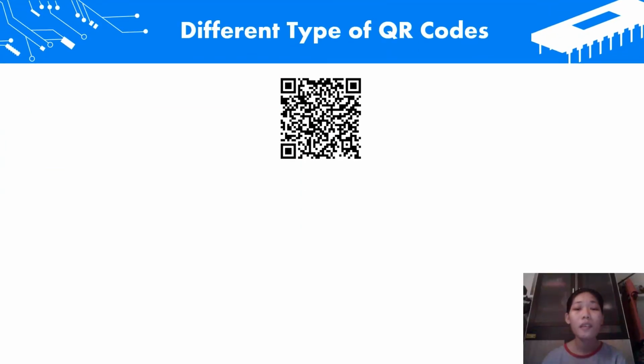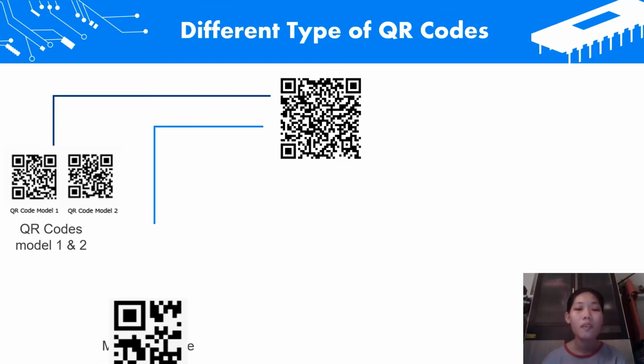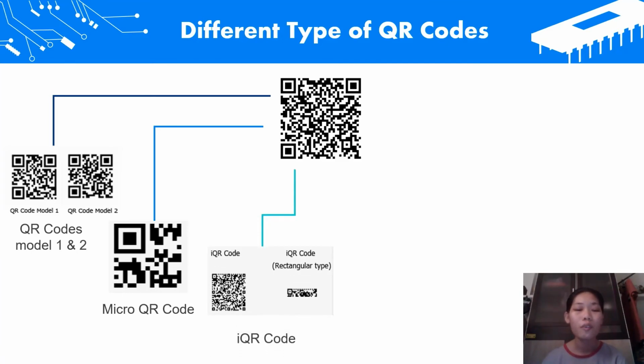There are 6 different types of QR code. The first one, QR code model 1 and 2. This is the QR code we see in daily life and the most basic one. Second, micro QR code. This QR code is usually found on product packaging. It only has one orientation, making it easier to print on a smaller surface. Third, iQR code. This can be printed as a square or rectangular QR code. It can be printed as a dot pattern code, inversion code, or a turnover code.